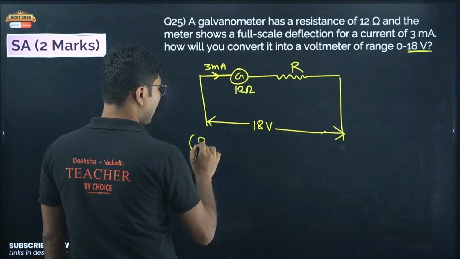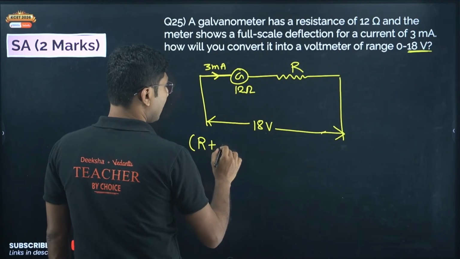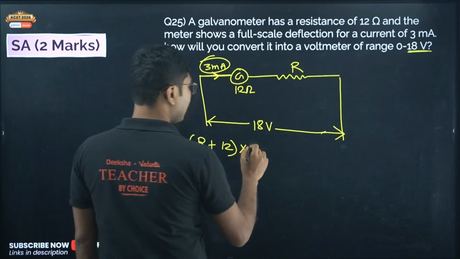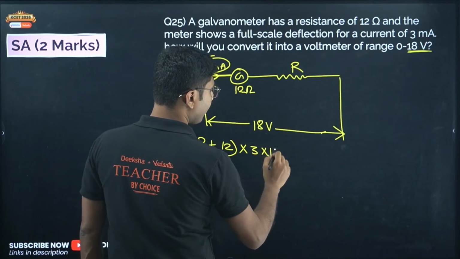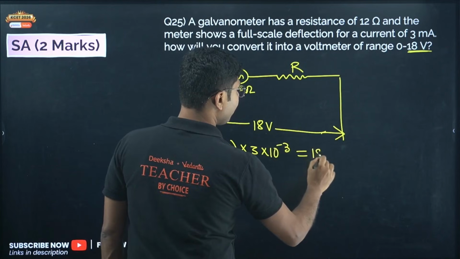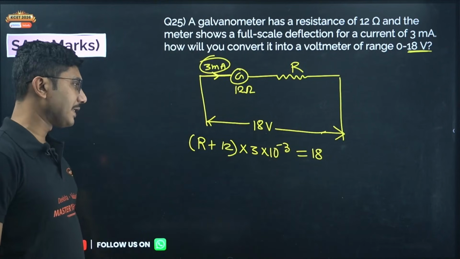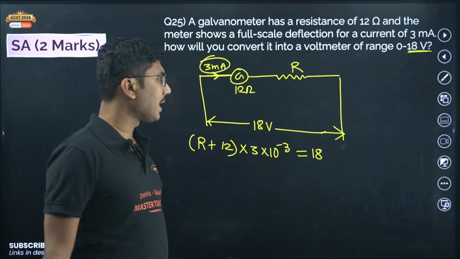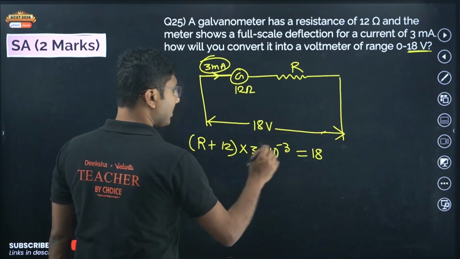Total resistance is R plus 12. What is the current through it? Current is 3 milliampere. Milli means 10 to the power of minus 3, and that should be equal to the voltage that we have applied. We said that maximum voltage gives maximum current, so this must be the applied voltage. Now we have to simplify it.